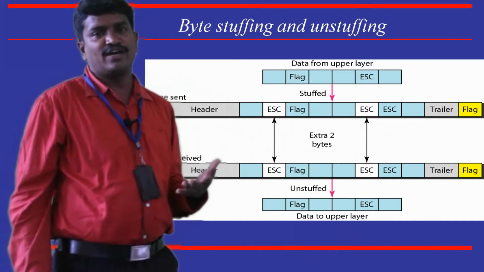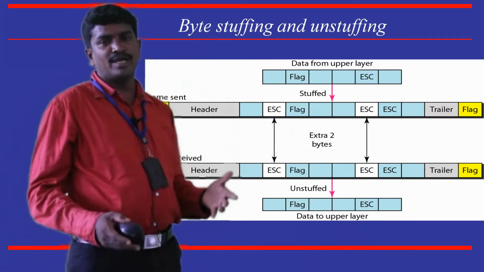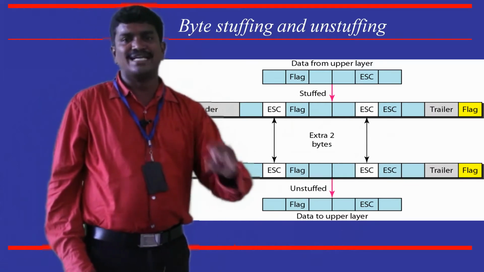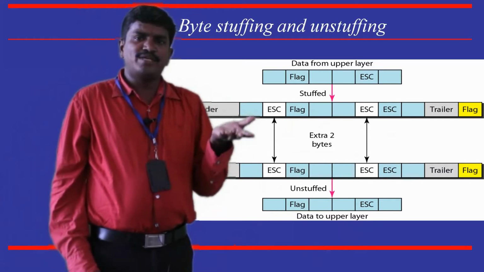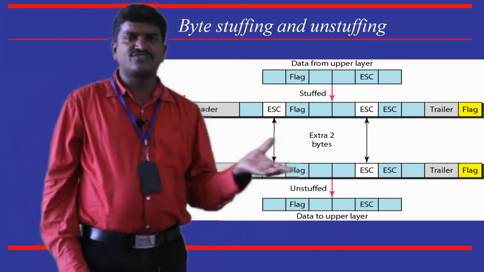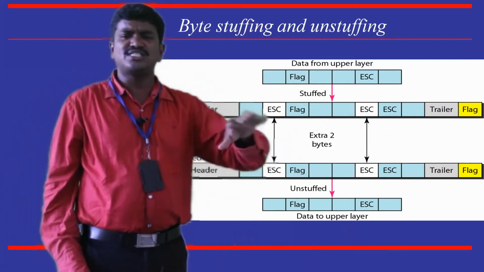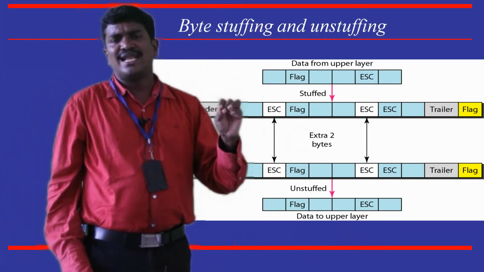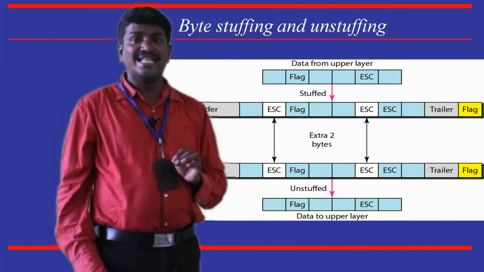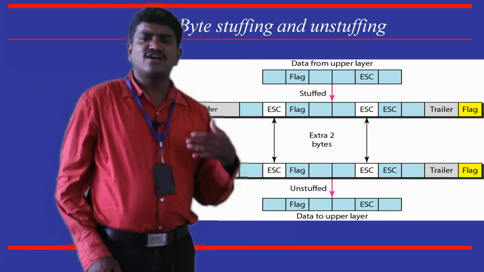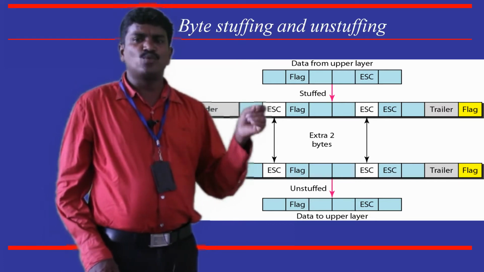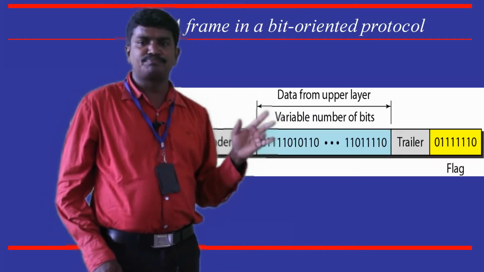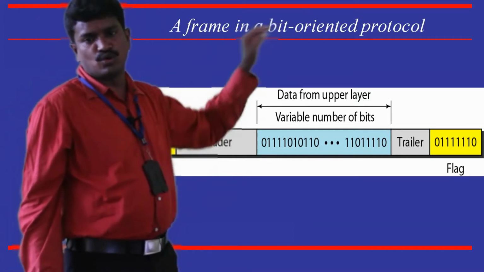By stuffing such escape sequences, the size of the frame becomes more and more when the data consists of flag and escape repeatedly. If the frame size is more, data transfer will take a lot of time and more bandwidth is required. In order to avoid insertion of lengthy content into the data, lengthy in the sense of bytes we are adding, instead of adding bytes, why can't we do it with one bit? That's the reason the next category of protocol is the bit oriented protocol.